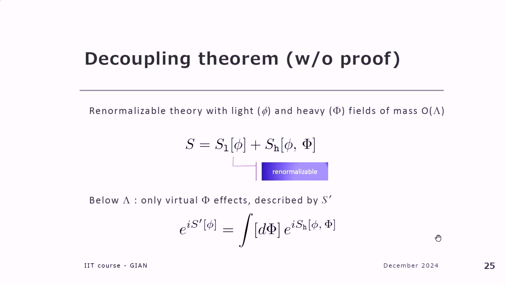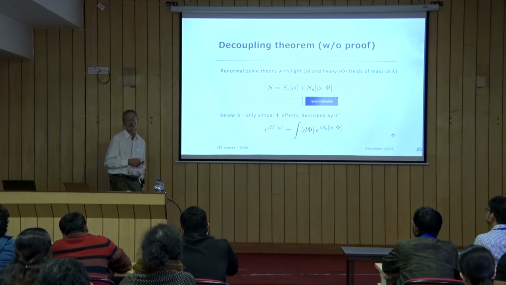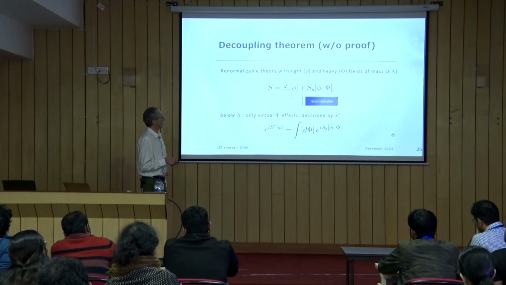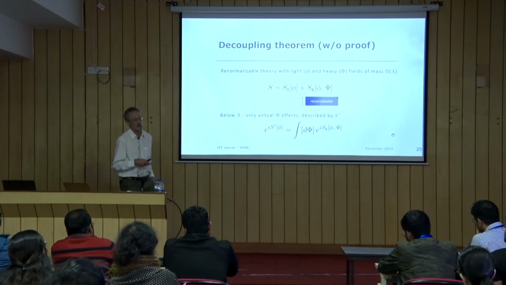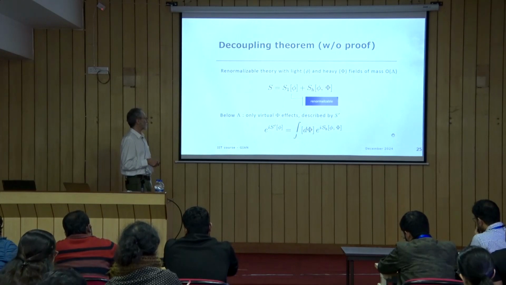So the decoupling theorem, and as it says here, without proof. The idea here is that one has a theory, a full theory, with two types of fields, a light field and a heavy field. The action can be separated into two terms, one that involves only the light fields and it's renormalizable, and this is S_H, H for heavy, that involves both the light and the heavy fields. Just as for the example I covered in the morning, one can define an integrated effective, I'm going to call it effective-ish Lagrangian action for reasons that will be clear below, by integrating out the heavy guys.